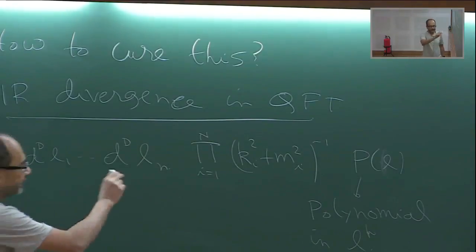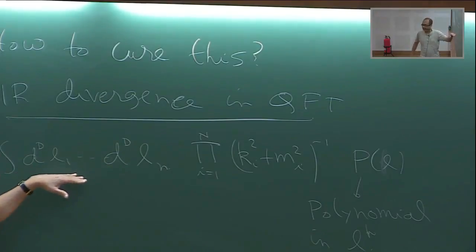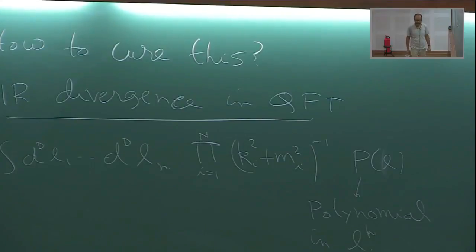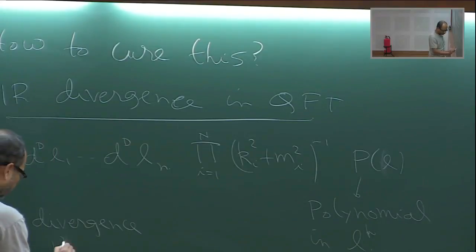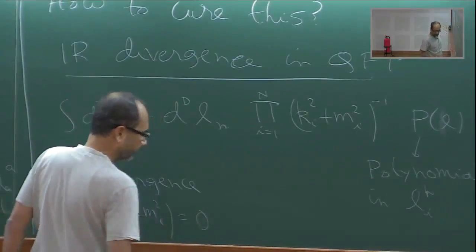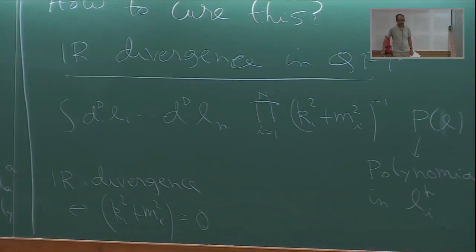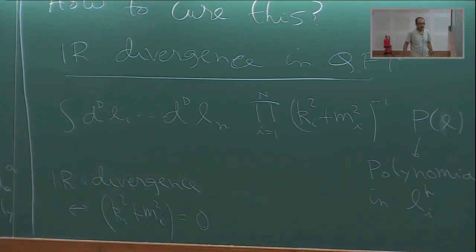From this perspective, the ultraviolet divergences come from when one or more loop momenta become large. As we said, those divergences are not present in string theory. But the infrared divergences are associated with one or more factors of k_i squared plus m_i squared becoming 0. This will be my general definition of what I mean by infrared divergence in quantum field theory and string theory.